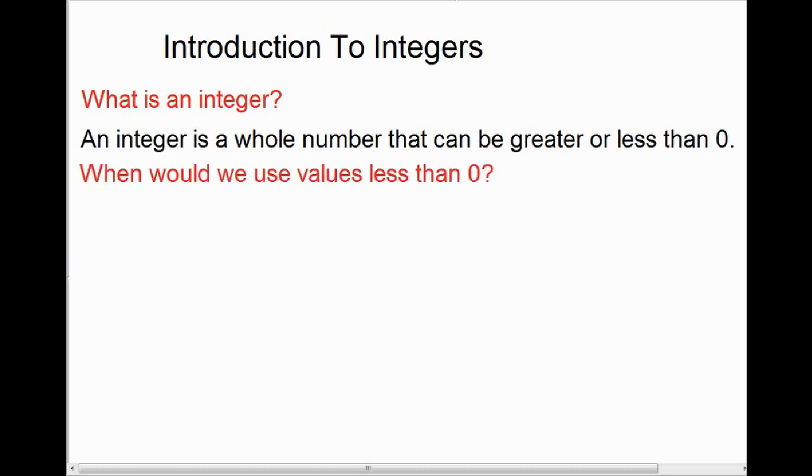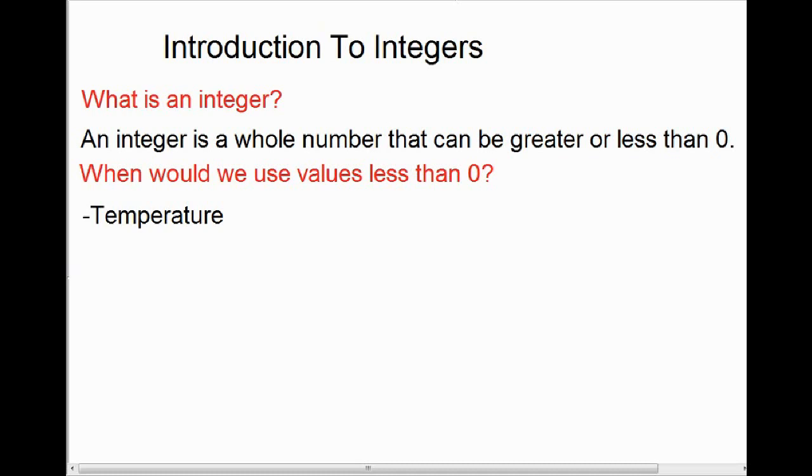Well, the next question you might ask yourself is, why bother? When would we ever use values that are less than 0? Well, you can probably think of a couple of examples. One is temperature. So here in Canada we use the metric system, and in the metric system when we measure temperature we measure in degrees Celsius. At 0 degrees Celsius water freezes, and as we all know very well in Canada, it can get significantly colder than 0 degrees. So that's one example of where we'd see a value less than 0.